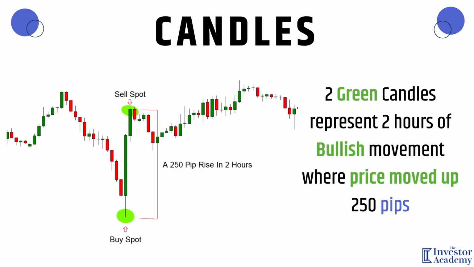And this is just a basic introduction to candles. Don't worry, we will have a video in the beginner section dedicated to candles itself, so don't worry too much about them now. Just know that each candle in this chart, whether it's red or green, represents 1 hour of real time in the market. So from the buy spot to the sell spot, we see that there were 2 green bullish candles, which represent 2 hours of bullish movement where price moved up 250 pips.